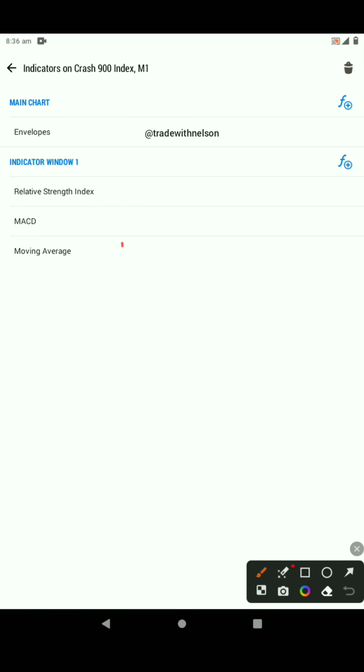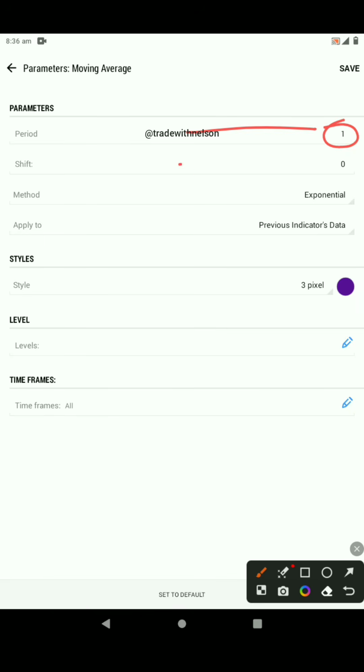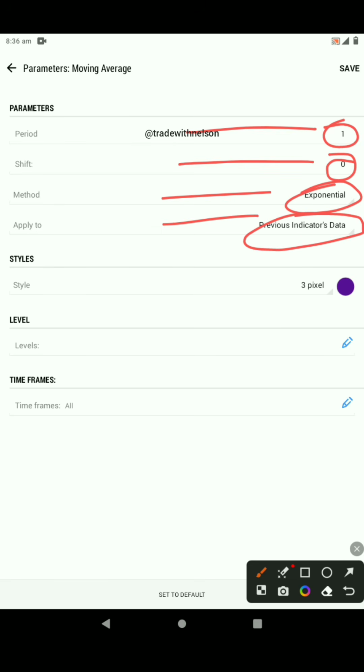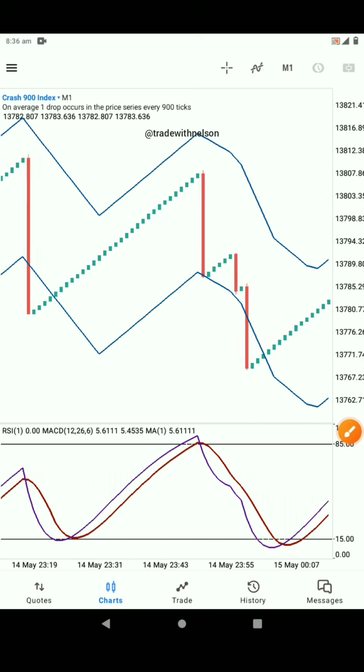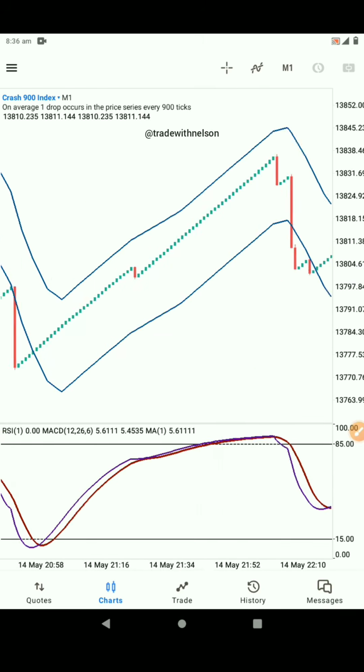For the last indicator, which is the moving average, click on the F icon on indicators Windows 1, moving average, click on that. Make your period 1, shift 0, method exponential, apply to previous indicator's data. For the style, make it 3 pixel and select a color of your choice. After that, click on save. So if you follow my settings correctly, your chart should look exactly as what you see over here.